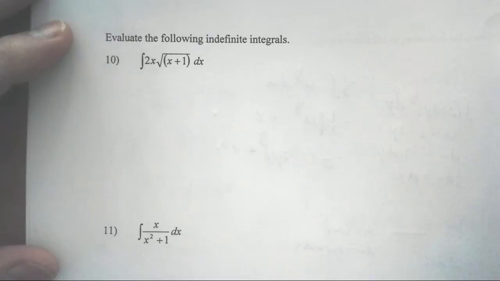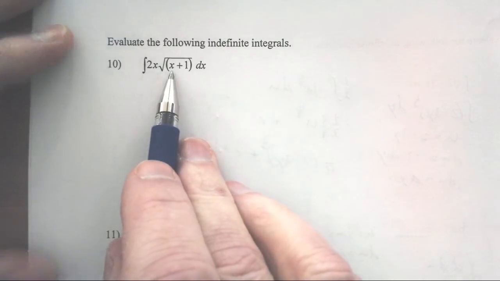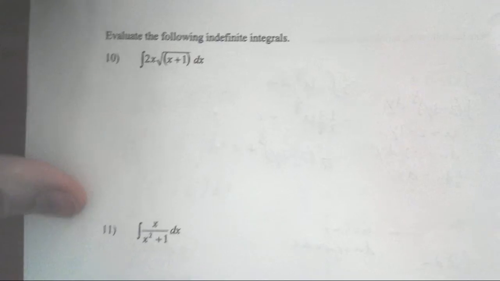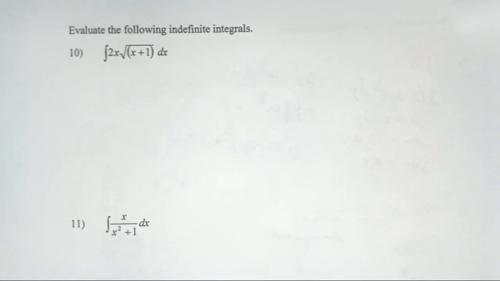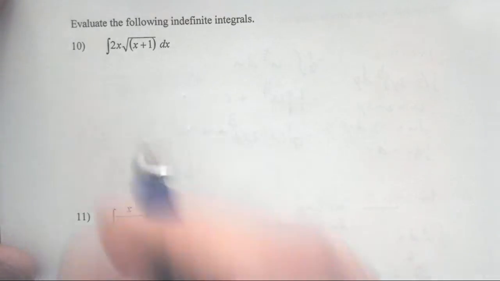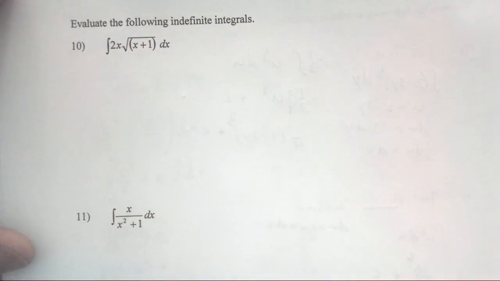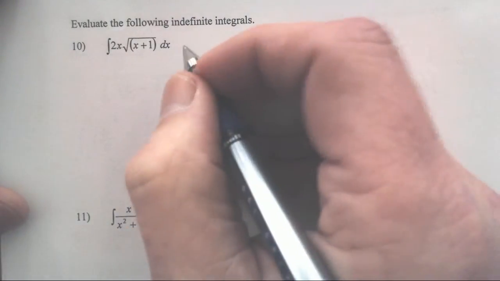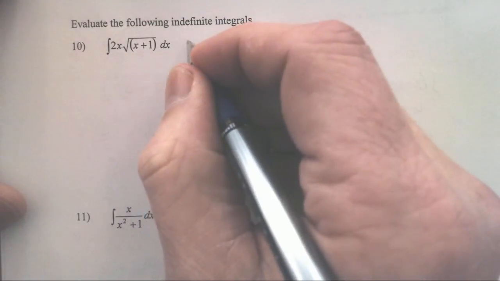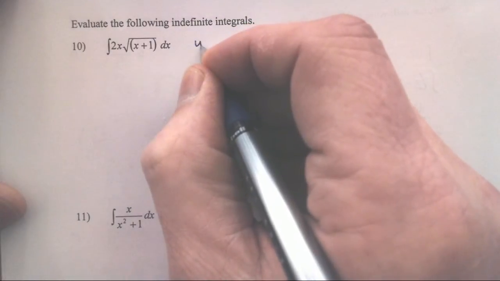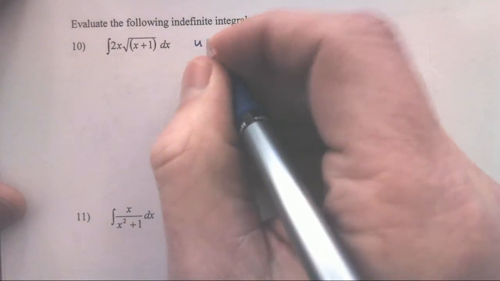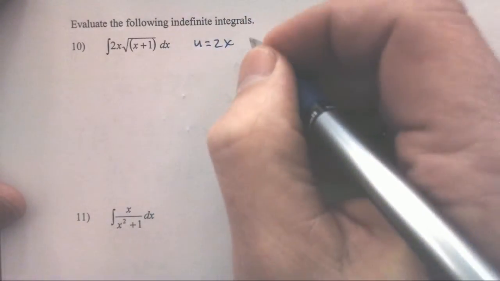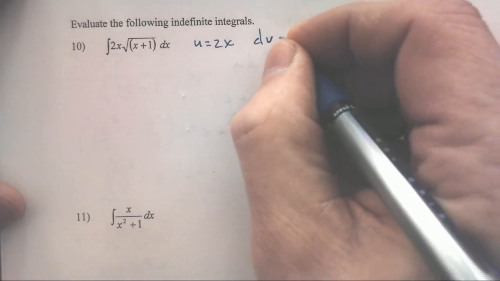Evaluate the following. Now, this one is one of the more challenging ones on here. This one's not in a set that says by parts, and there is a really super sneaky way to do this one, but I think I'm going to do this by parts. I think maybe I'm going to call u 2x, and let's see how this works for us.